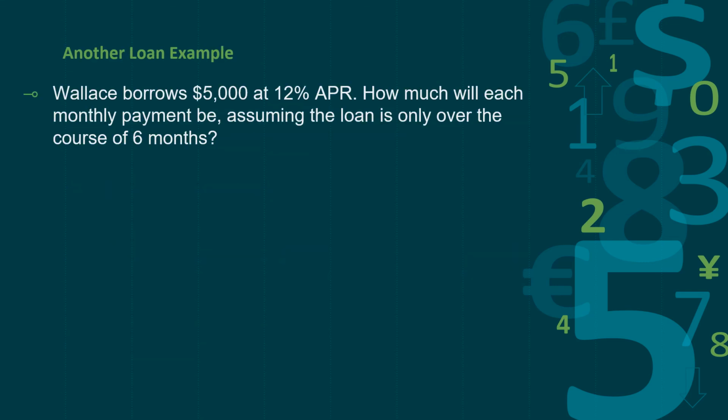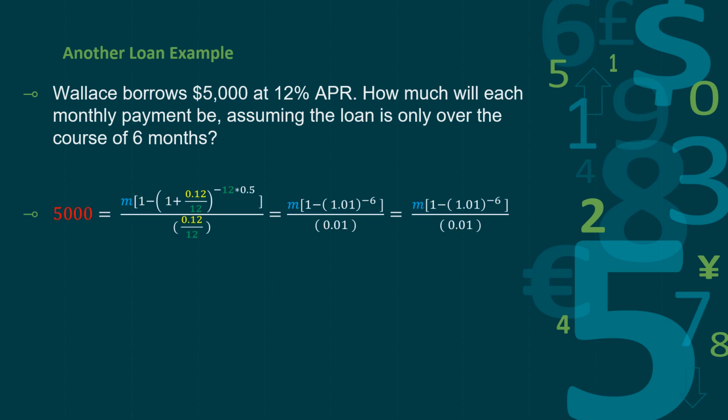Give a different example. Wallace is going to borrow $5,000 at 12% APR, which does not sound fun. The question is, how much does he have to pay every month, assuming that the loan is only about 6 months? By about, I mean it's exactly 6 months. So when we use our formula, we get 5,000 equals M. Once again, we don't know what the monthly payment is, so we have to figure it out. And, well, we put in our 12% interest rate. We divide by 12, which, well, fun fact, 12% divided by 12 is 1%, so it cleans up nicer than the previous problems.